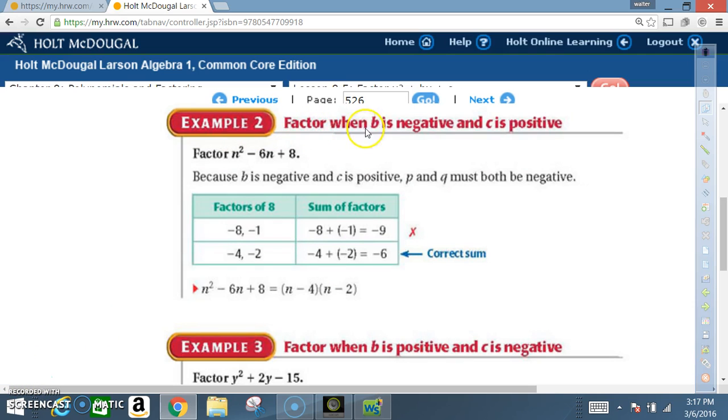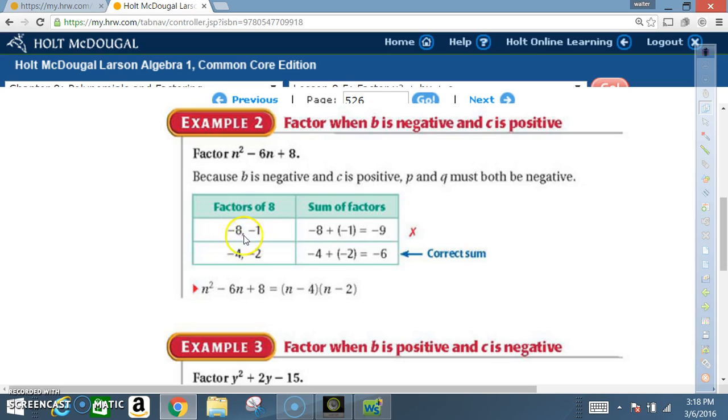Example 2, factor when b is negative and c is positive. So we have n squared minus 6n plus 8. The 8 is your c, and the negative 6 is your b. Because b is negative and c is positive, p and q must both be negative. If you're confused on that, just simply write out your factors. You're going to have negative 8 and negative 1, negative 4 and negative 2.